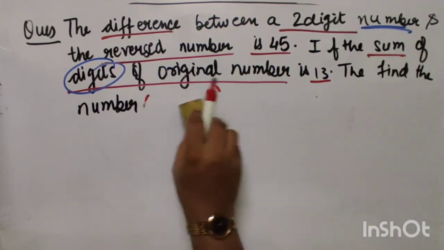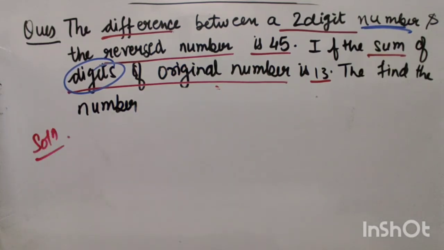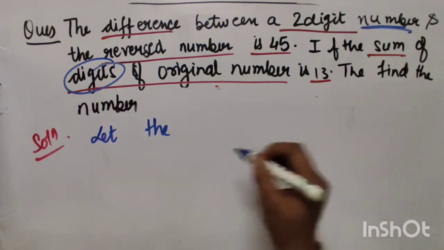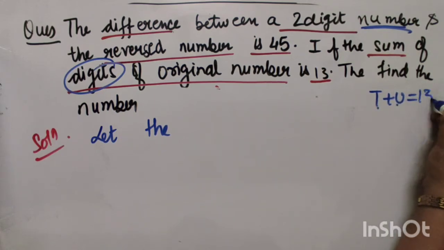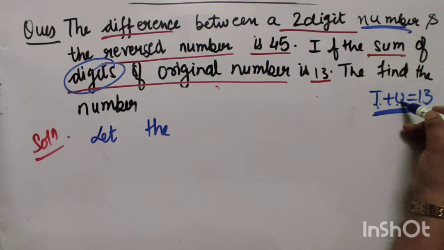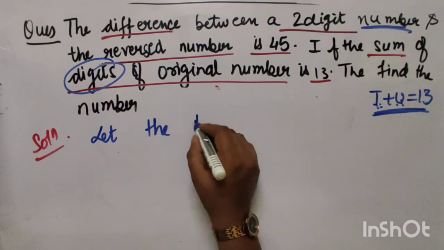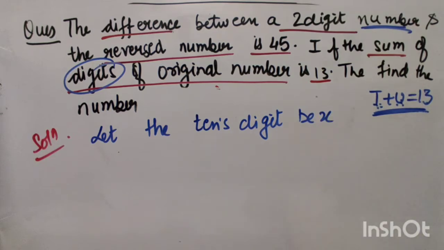So first of all, the first part of the question that we are going to do here is to define the quantities, right? So what we will do, let the, because we are using tens digit plus unit digit will be summing up to 13, right? So we have to use this thing. Any of the numbers from this you can let as x or the variable of your choice. So let the tens digit be x, right?